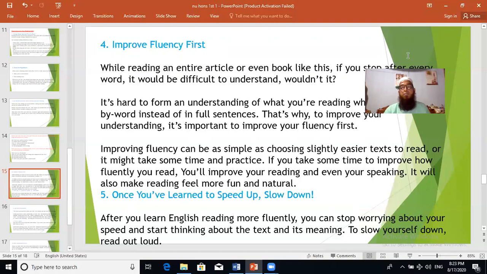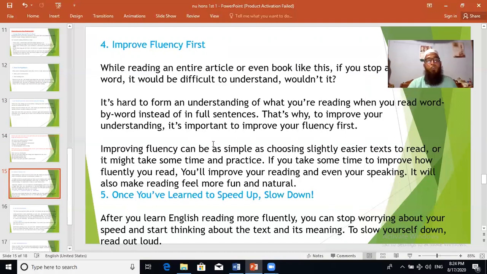Improving fluency. Improving fluency can be as simple as choosing slightly easier texts to read, or it might take some time and practice. If you take some time to improve how fluently you read, you will improve your reading and even your speaking. It will also make reading feel more fun and natural. Have you got it? The meaning?